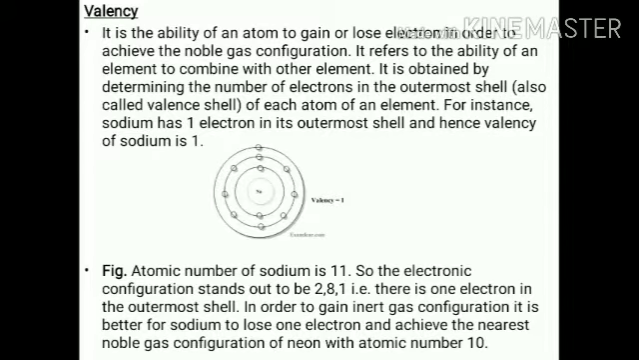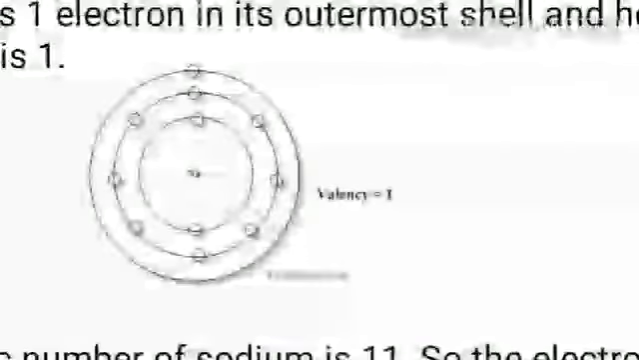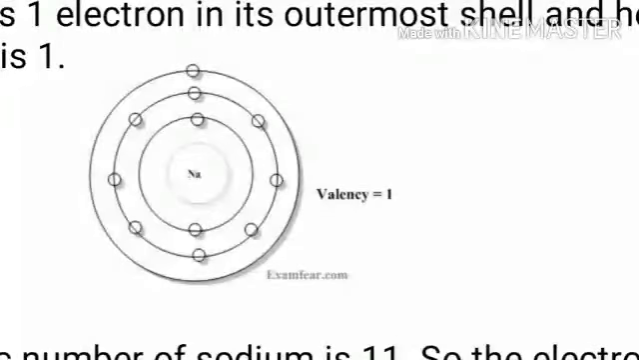Now read the theory. It is the ability of an atom to gain or lose electrons in order to achieve the noble gas configuration. It refers to the ability of an element to combine with other elements. It is obtained by determining the number of electrons in the outermost shell of each atom of an element. For instance, sodium has 1 electron in the outermost shell and the valency of sodium is 1. Look at the orbital diagram of sodium in this figure. It is the s orbital, then the p orbital, and sodium contains only 1 electron in the outermost shell.